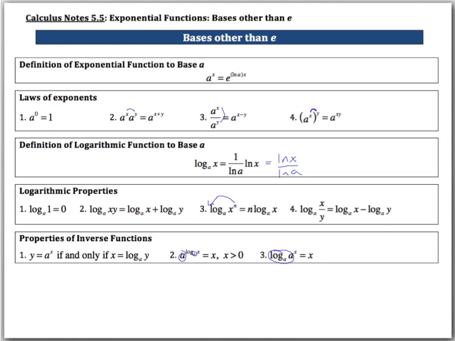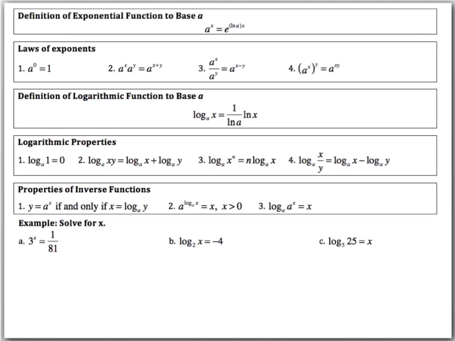All right, so let's try some examples now. Here it says, solve for x. And so we have all of these tools at our disposal as we're trying to solve this. So if we have something 3 to the power of x and it equals a number, what we're going to do is actually use this idea right here to be able to get that x by itself. So you can see that x is the exponent.